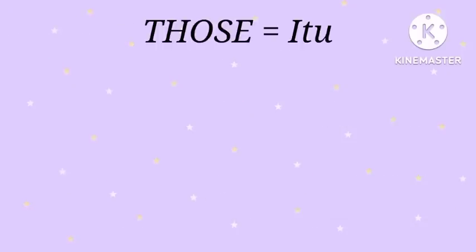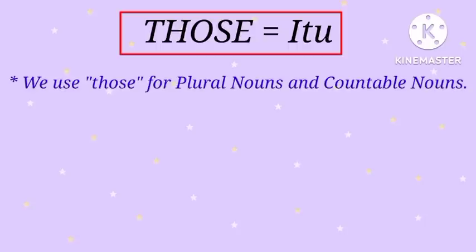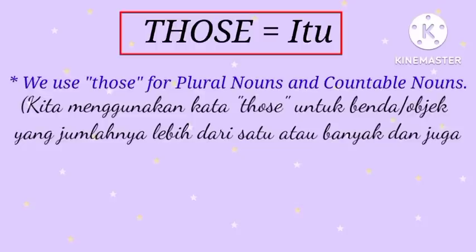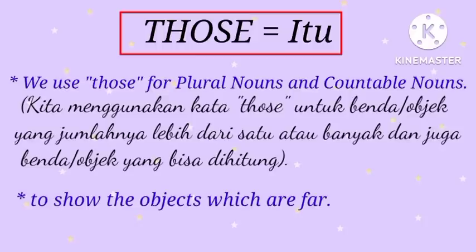Next, those. Those artinya itu. Different with that, okay? That juga itu, tapi untuk singular. Nah, those yang ini, use those for plural nouns and countable nouns. Nah, those ini kita pakai untuk benda atau objek yang jumlahnya lebih dari satu atau banyak ya, dan juga untuk benda yang bisa dihitung. So we use those. Okay, we use those also to show the objects which are far, ya. Juga untuk menunjukkan benda atau objek yang jaraknya jauh.